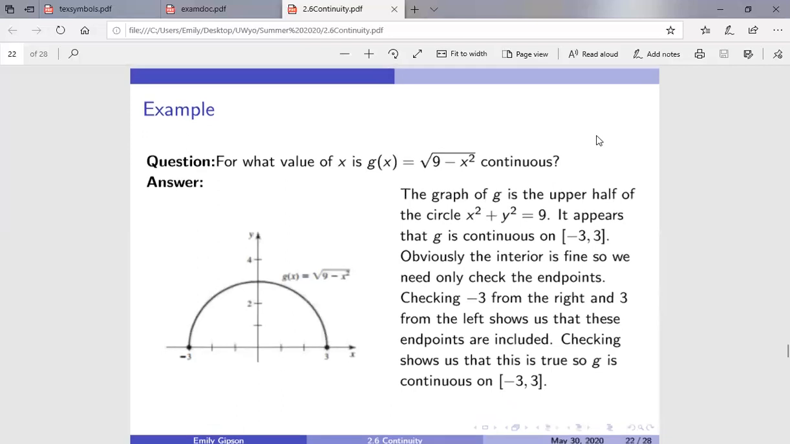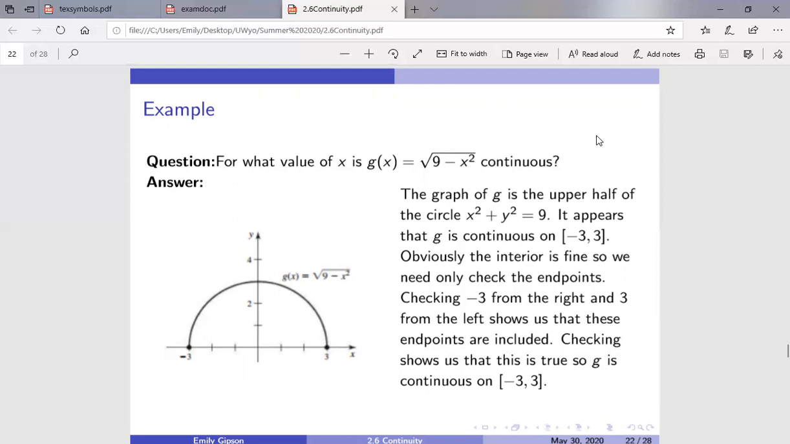So here's our answer. On the left, I have drawn the graph of g equals the square root of 9 minus x squared, and it looks like just a half circle that goes from positive 3 over to negative 3. So the graph of g is the upper half of a circle, x squared plus y squared equals 9. And it looks like g is continuous from negative 3 to 3, including both of our endpoints. So obviously, if we plug in any of the values on the inside between negative 3 and 3, we're going to get a positive number, so our square root is going to be valid. So we need to only check the endpoints.